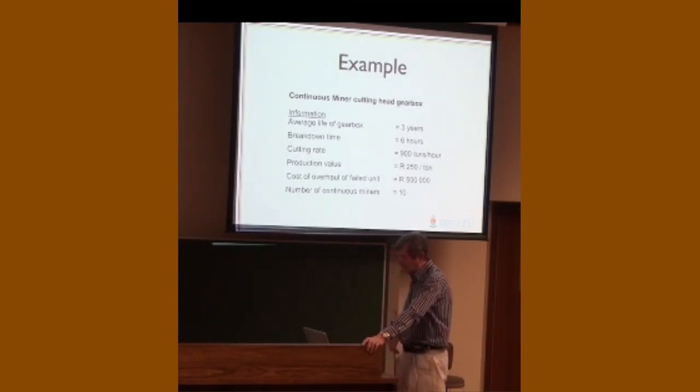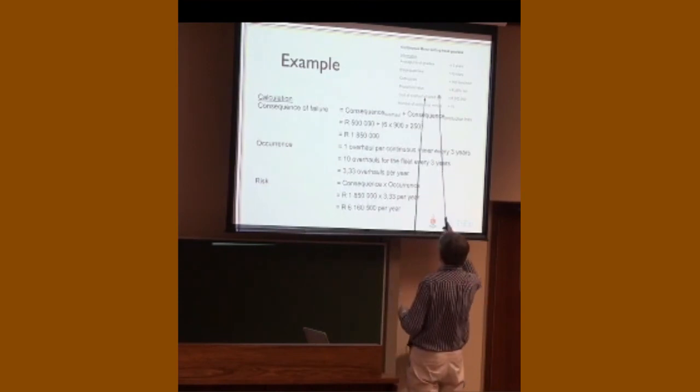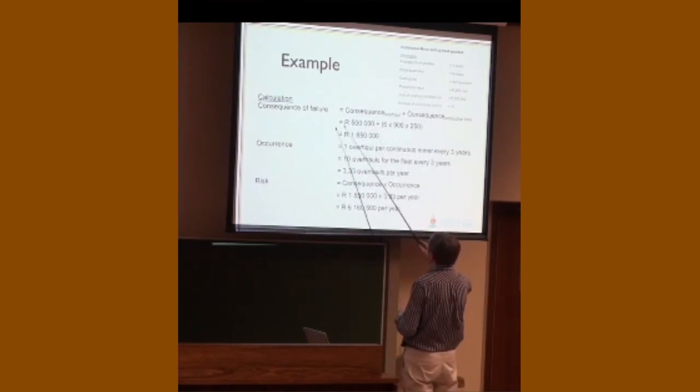The coal has a production value of 250 Rand per ton. The cost of the overhaul of that unit is 500,000 Rand, and you have 10 continuous miners in your mine or in your section, whatever. So, there's the information that we just listed. So we now calculate the consequence of the failure.